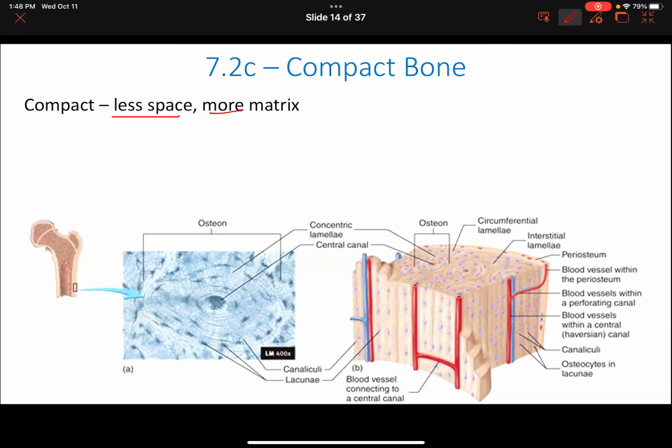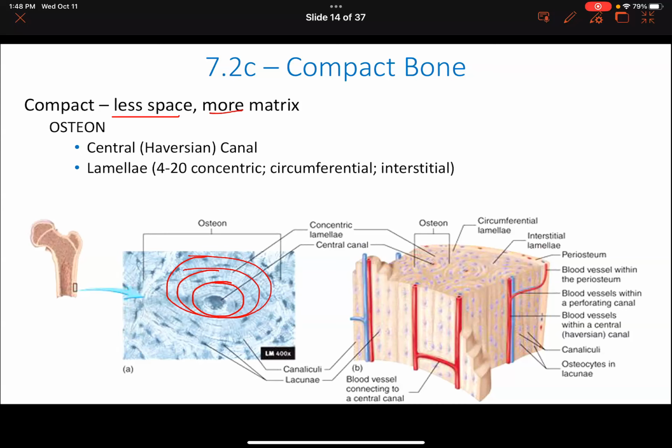Again, in the compact bone, in the osteon, it looks like tree rings, like you cut a tree and just looked right at the trunk of the tree and counted the rings. So that is called an osteon. The osteon also has the central canal in the middle. The central canal is also known as part of the Haversian system, and it's going to allow for blood vessels to come through and provide nourishment to the bone and the bone cells.